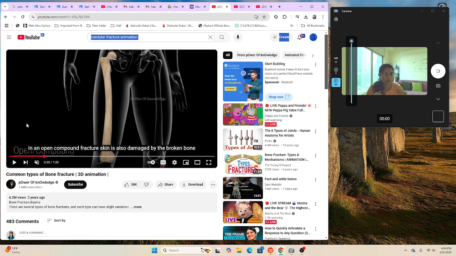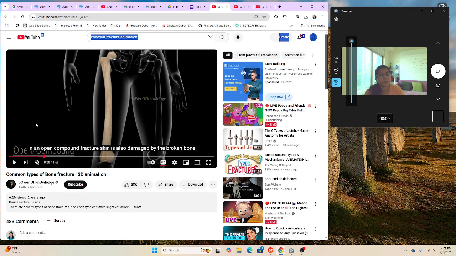Now, if it's a horizontal fracture and the two bones are displaced, then you may require repositioning or you may require some surgery to position it back and then you immobilize it. We'll come to the part of how to immobilize it also. So that is the first type of fracture. Transverse means pretty much a straight horizontal fracture.